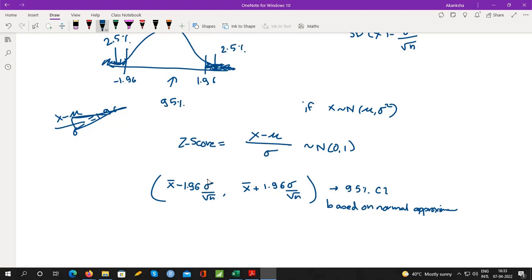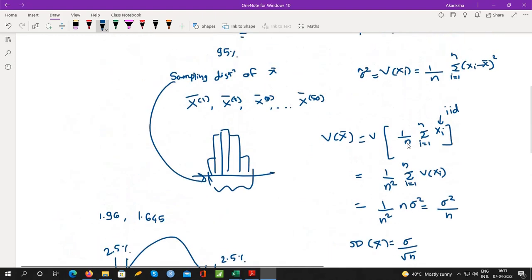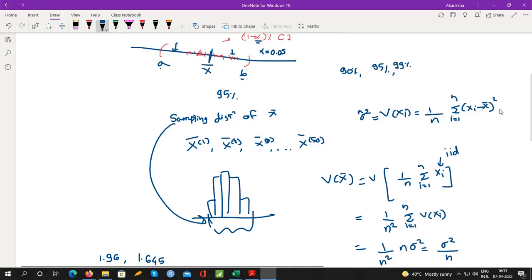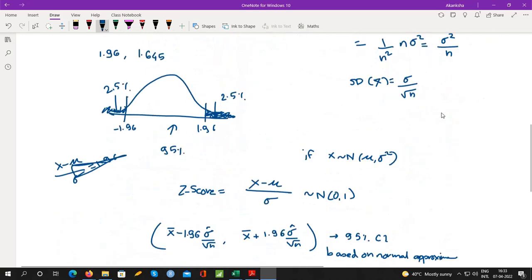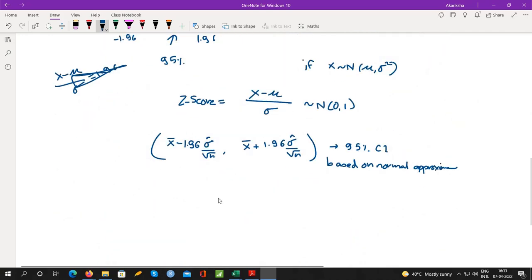Of course, I will not know sigma, so I will estimate it by this same formula. This formula, sigma square, I will estimate by this formula. So I will write it as sigma hat. Okay. So this is known as 95% confidence interval based on normal approximation.